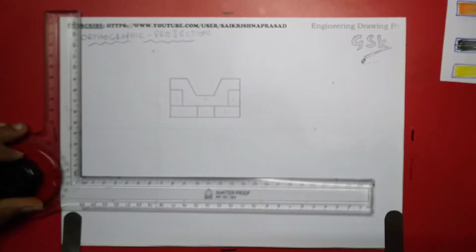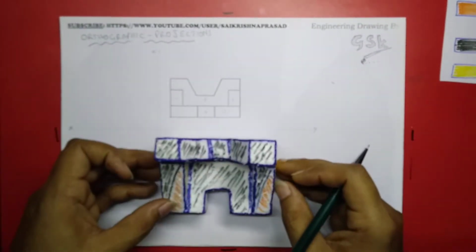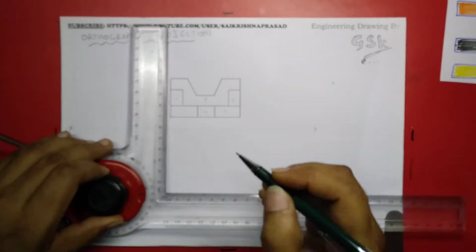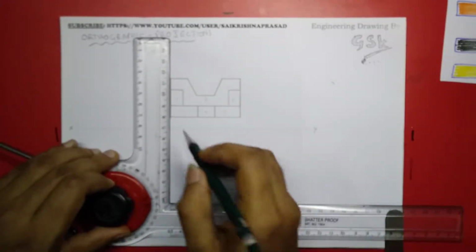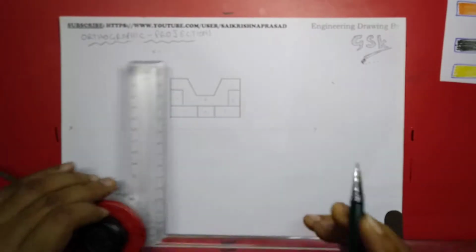Next I'll be projecting that. This is the front view. I'll be projecting this top view. For this I'll use projector lines. From each and every corner I have to draw the projector lines to the top view. From this corner, this corner.